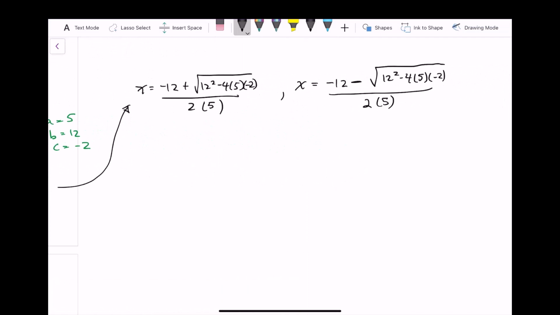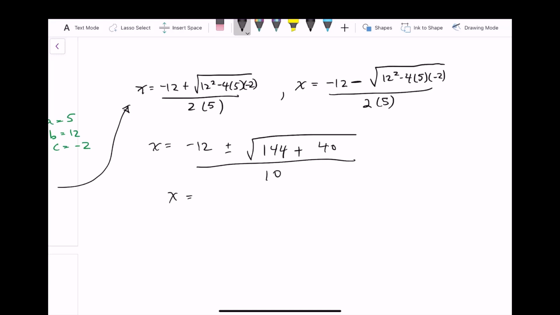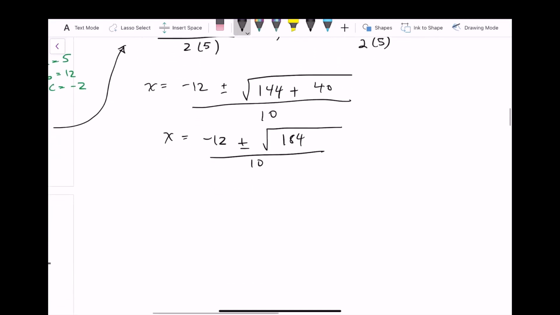So we're going to get two values for x. That's why I like to, instead of breaking it up so early, simplify first. So I can say negative 12 plus minus the square root of 144 plus, because we have a negative 4 and a negative 2, so it ends up being a positive number, plus 40, all over 10. And then we have x is equal to negative 12 plus minus the square root of 184 over 10. From there, you can go ahead and solve for both values.